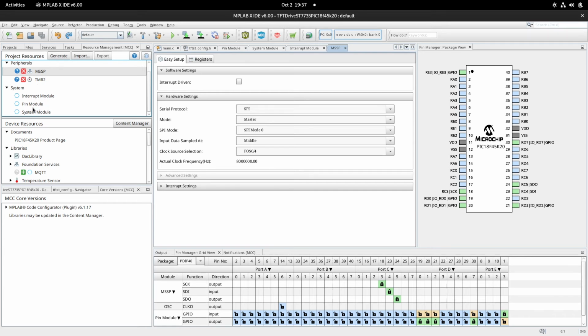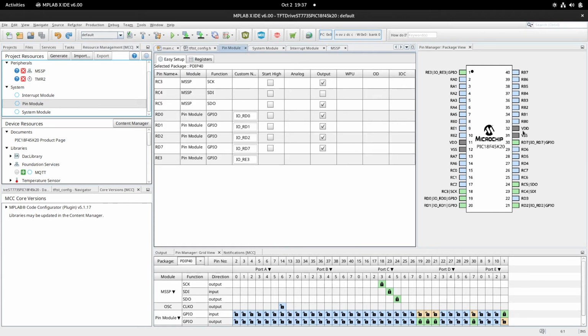And one last thing is the Pin module. That's how I configured those pins. You don't need to do anything about SDO and SDI. As soon as you enable the MSSP module, they got set as digital outputs and inputs respectively, so that's fine. I needed to set up RD7, RD2, RD0 and 1. These are not really related to the hardware SPI module. So these pins are for the LED, and what were the other ones?